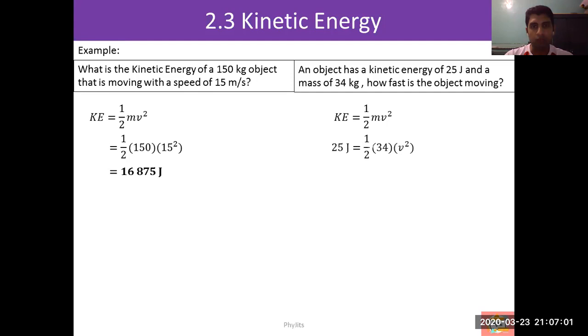I have the value for energy, I have the value for my mass, but I do not have the value for my speed. Rearranging the equation, you have v square equals 1.47, and then square root it, and you will get the speed as 1.28 meters per second. That would be how fast the object is moving if it has a kinetic energy of 25 joule.